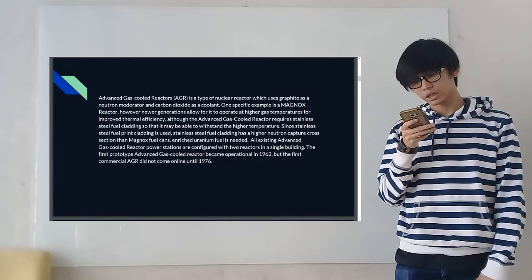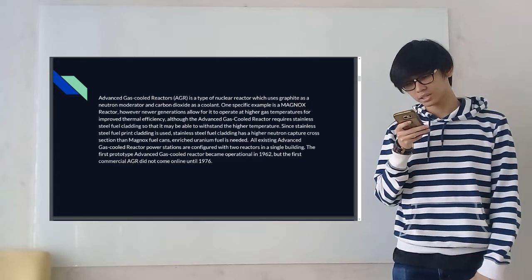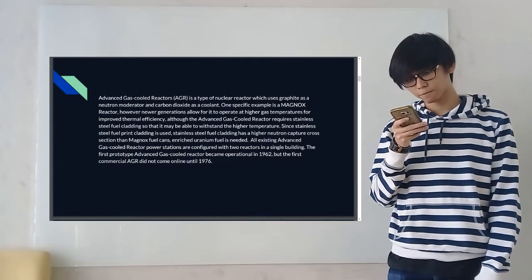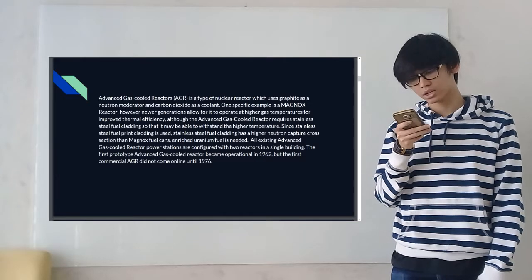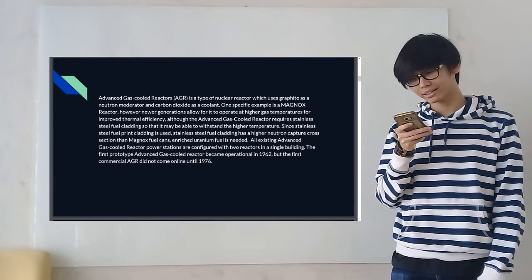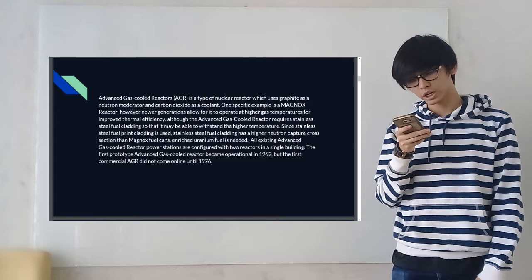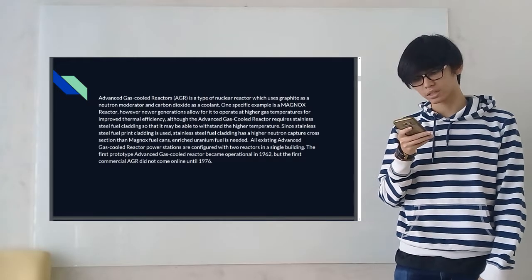fuel cans. Enriched uranium fuel is needed, and the first prototype advanced gas cooled reactor became operational in 1962. But the first commercial AGR did not come online until 1976.